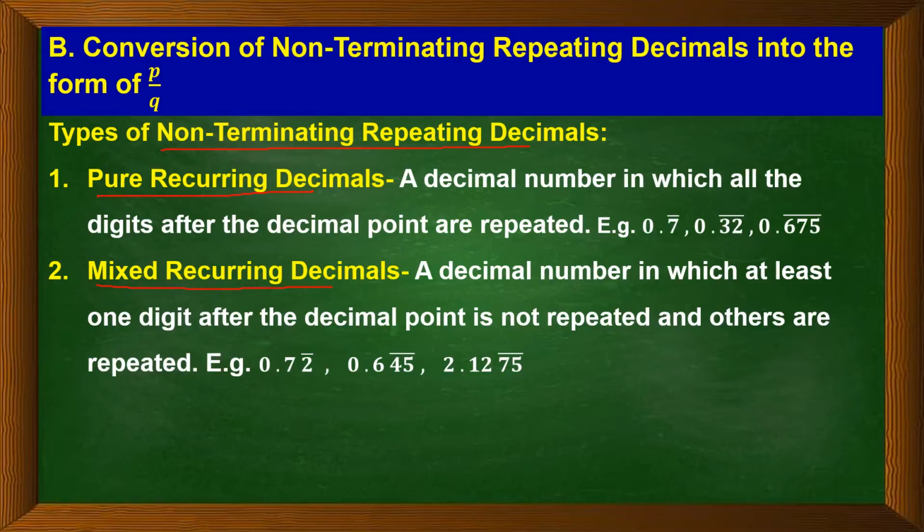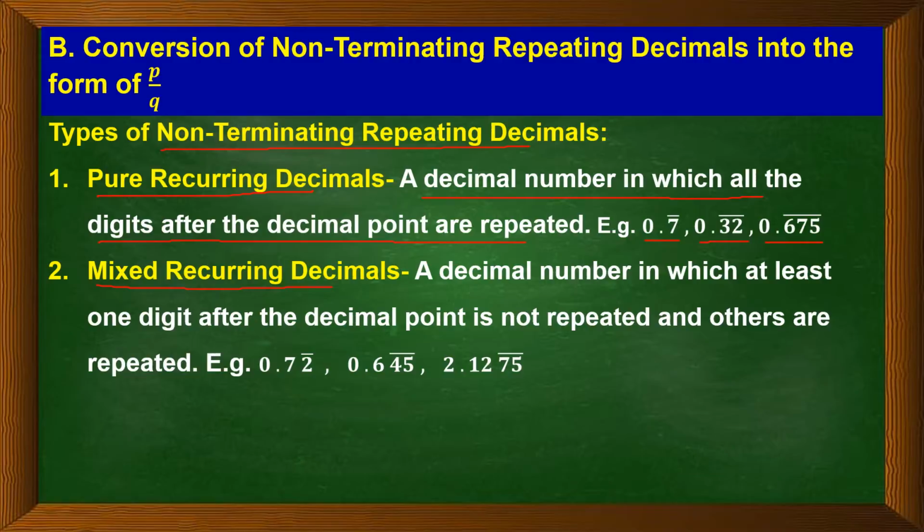Now what are pure recurring decimals? A decimal number in which all the digits after the decimal point are repeated. For example, say 0.7 bar. In this, after the decimal point we have 7, which is repeated. Then we have 0.32 bar. Under the bar we have 32. So 32 is repeated. Then we have 0.675 under the bar. So 675 is repeated. That means there is no other number which is not repeated after the decimal point. So such decimal numbers are known as pure recurring decimals.